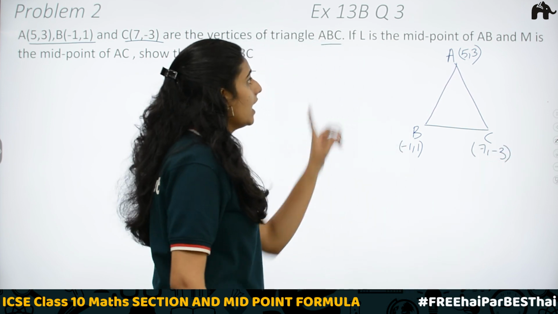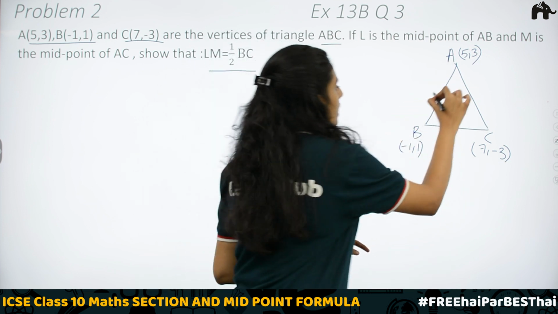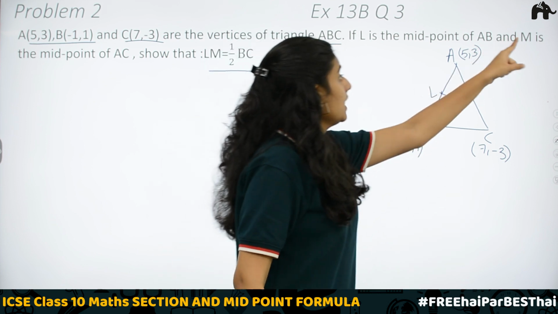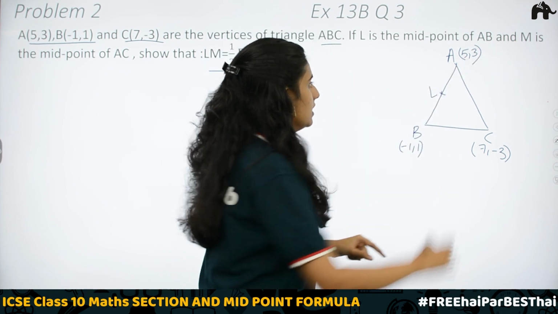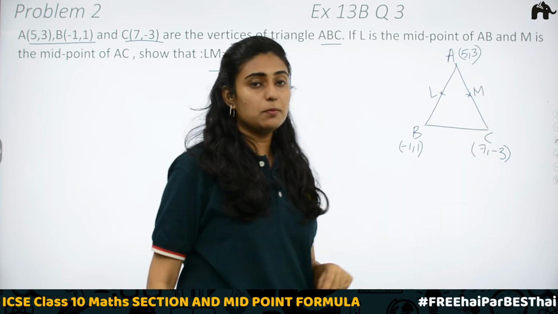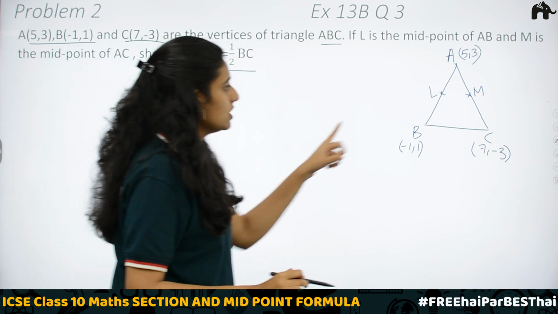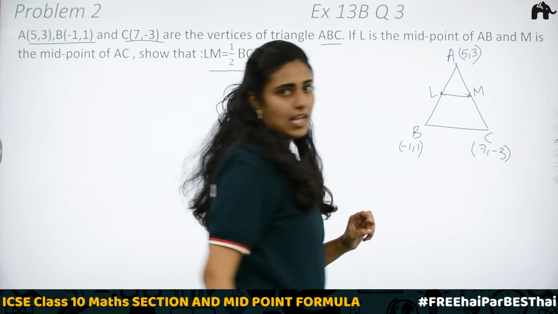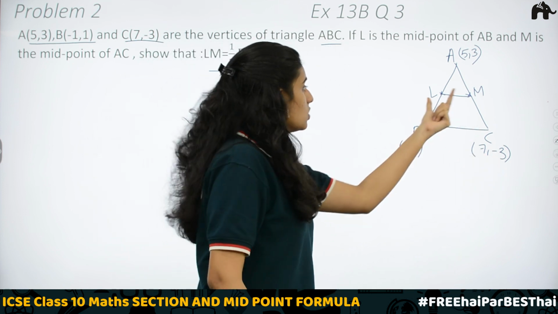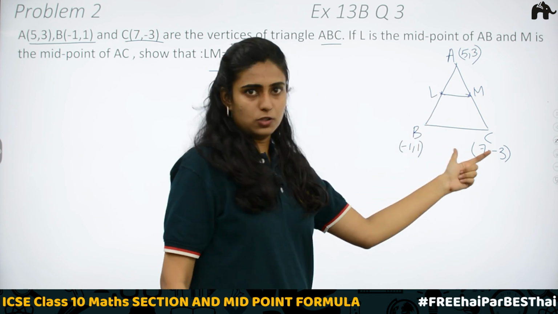Also given that L is the midpoint of AB. This is line AB. Here comes L. We don't know the coordinates of L. And M is the midpoint of AC. This is AC and this is the point M. M is the midpoint of AC. We need to show that LM, what is LM? This length, LM, is equal to half BC. This is BC. So, this LM should be equal to half BC. This is what we are going to prove now.